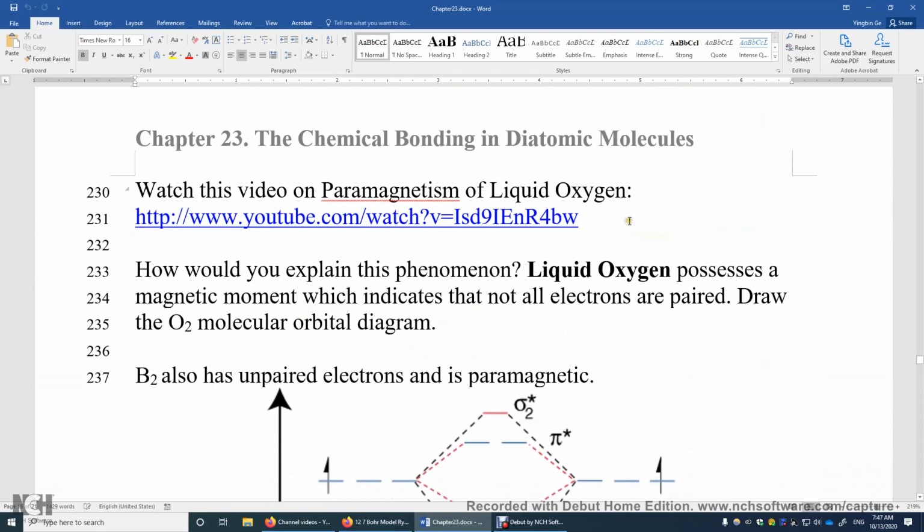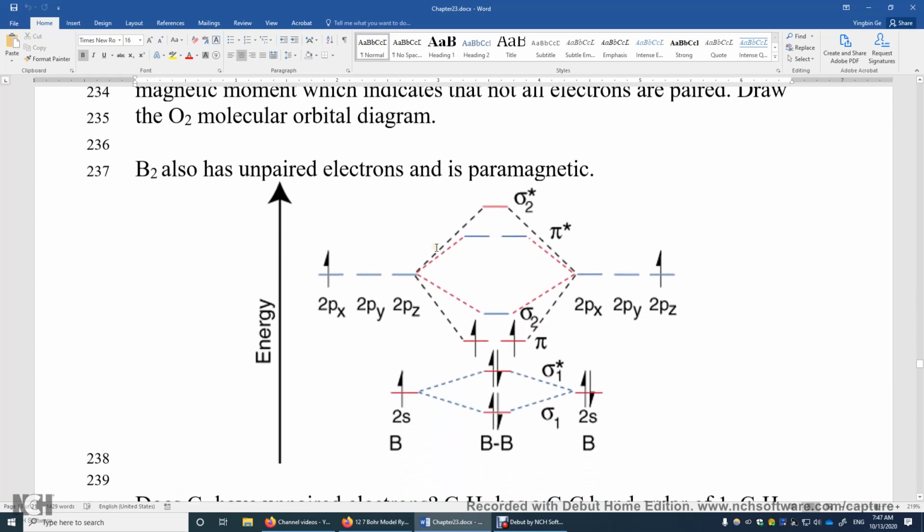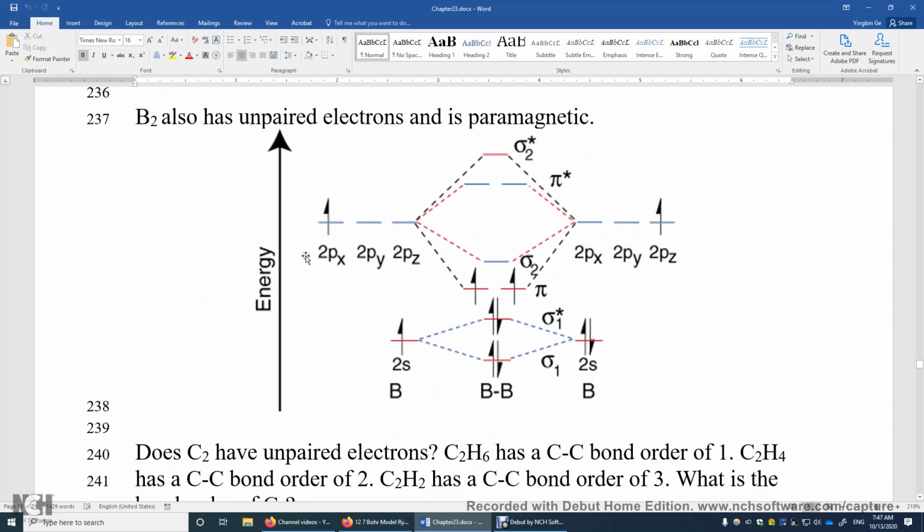If you are curious about the oxygen molecules being paramagnetic, watch this video. Just do a control click if you have the document. By the way, boron is also paramagnetic, so this is the detailed MO diagram of boron 2. All right.